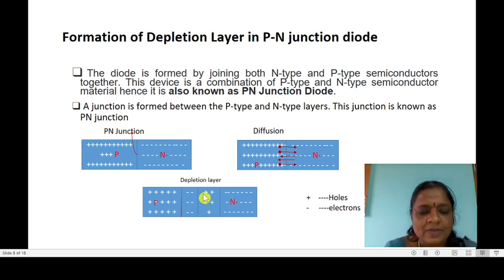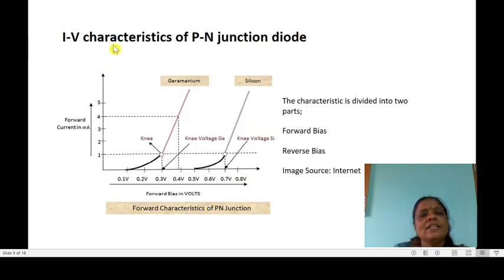Here, due to this, they form a layer. In the p type, they form an electron layer, and in the n layer, it forms a hole layer. And what is this layer called? The depletion layer. Due to the attraction of the holes to the electrons and electrons to the holes, they form a depletion layer. Now let us move to the IV characteristics of the PN junction diode.